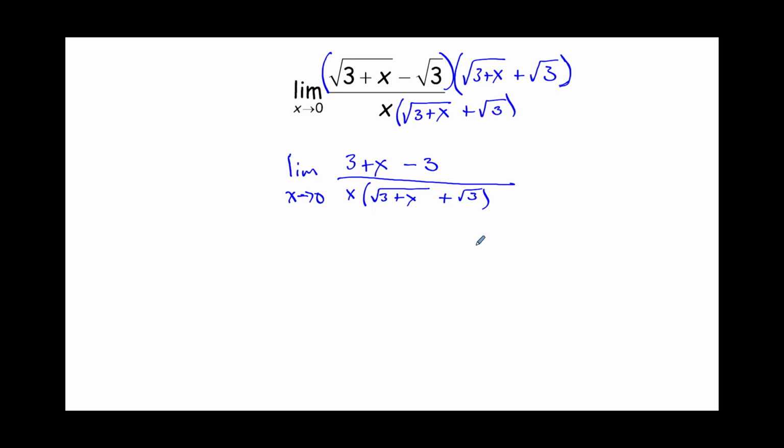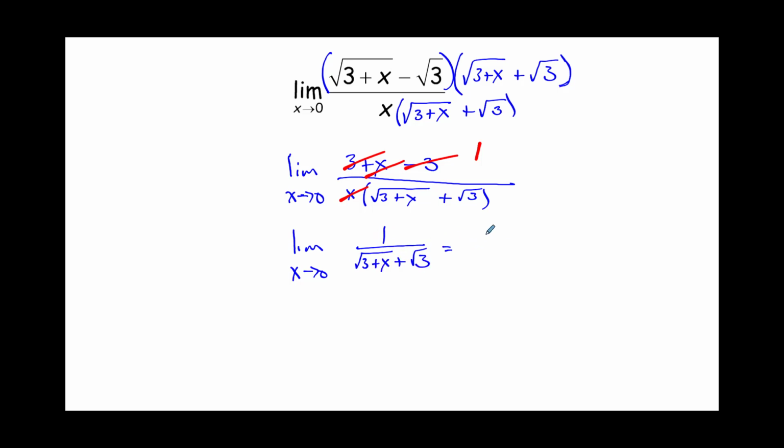Okay. So now we simplify again, just like we did before. The 3's go away because they subtract out. And notice, once the 3's go away, then you can take these x's away, and that leaves you with a 1 in the numerator. Okay? So then we have the limit, as x goes to 0, of 1 over radical 3 plus x plus radical 3.